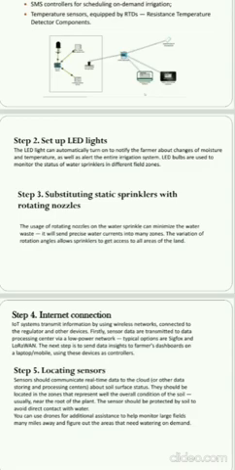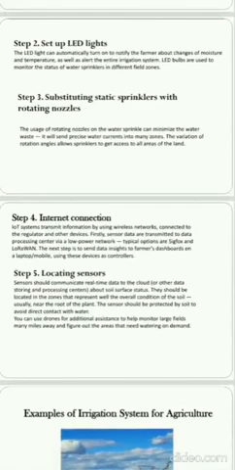Step 4. Internet connection. IoT systems transmit information by using wireless networks connected to the regulator and other devices. Firstly, sensor data are transmitted to the data processing center via a low power network. Typical options are Sigfox and LoRaWAN.